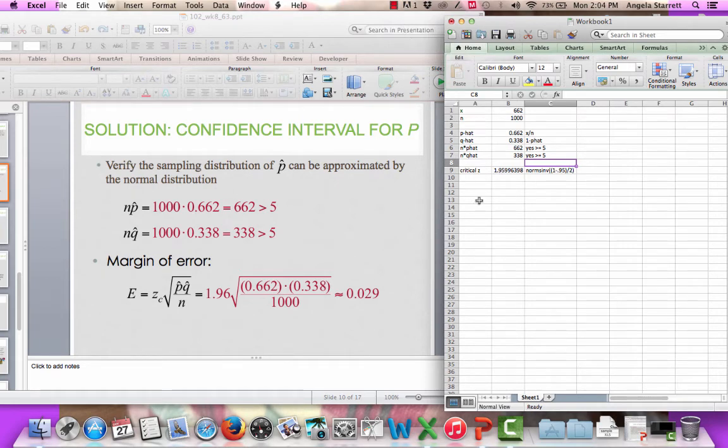Okay, so we know that we can use a normal distribution, and I apologize for the dog barking in the background. Rest assured he is appropriately duct taped at this point.